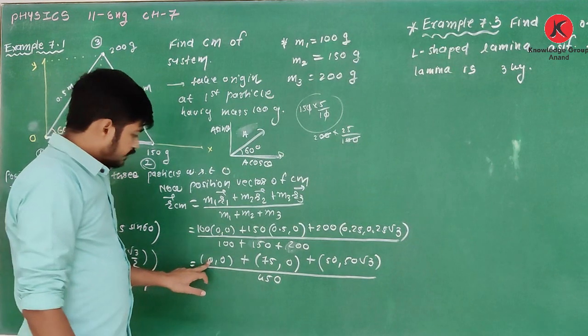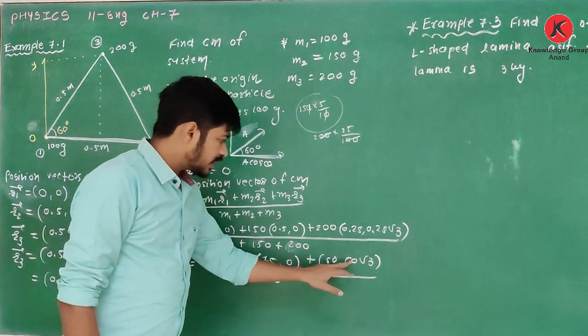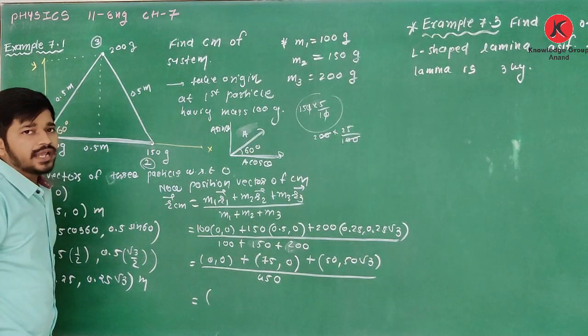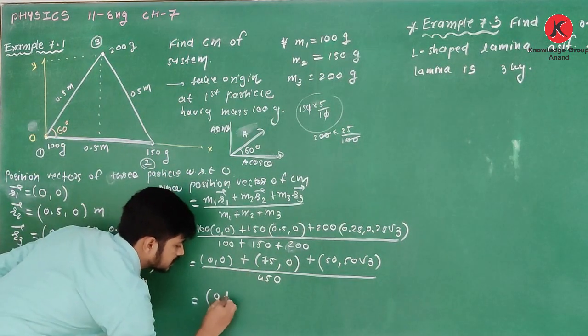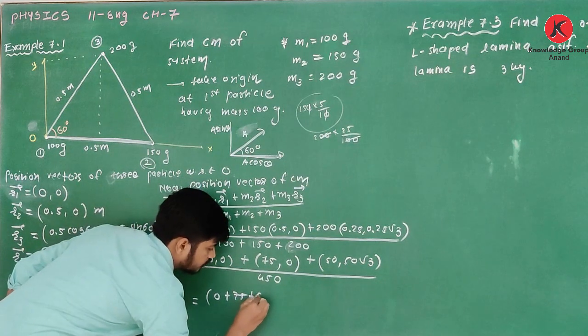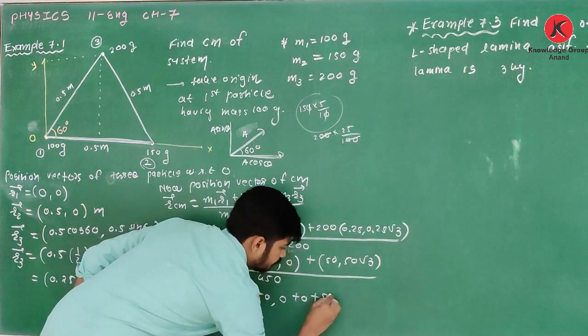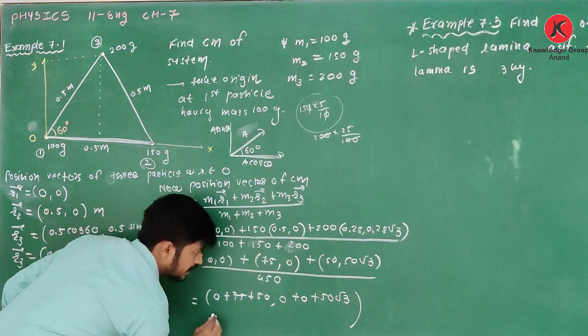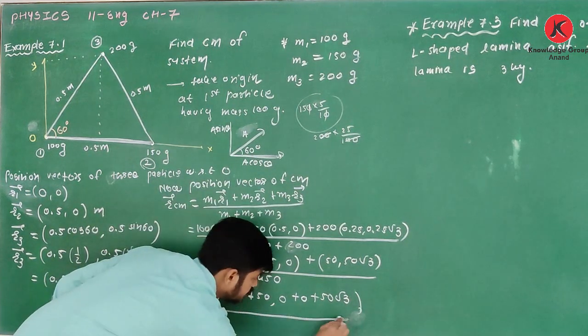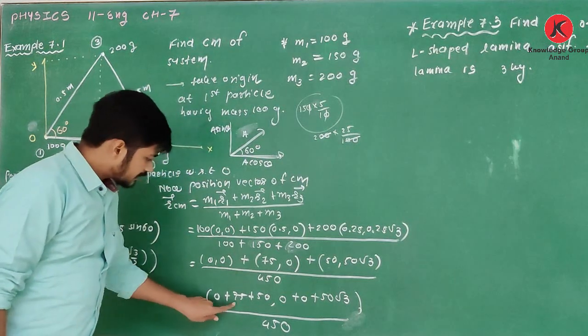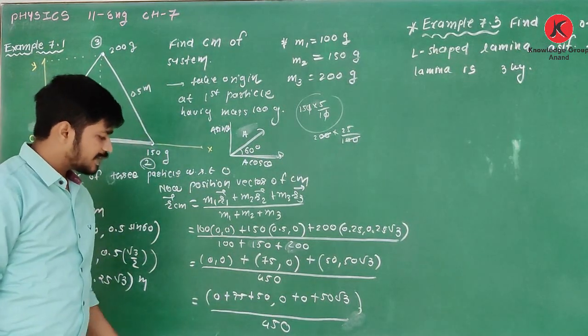Now, x component, y component. Then how to write the next step? See, first of all, you have to add the x component, that is 0 plus 75 plus 50. Then the y component, 0 plus 0 plus 50 root 3, and divided by 450. Simple? Yes or no? Yes, it is simple. So it is 0 plus 75 plus 50, 0 plus 0 plus 50 root 3, divided by 450.